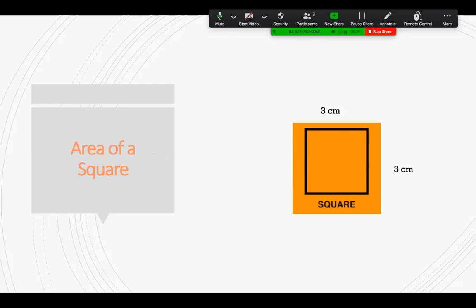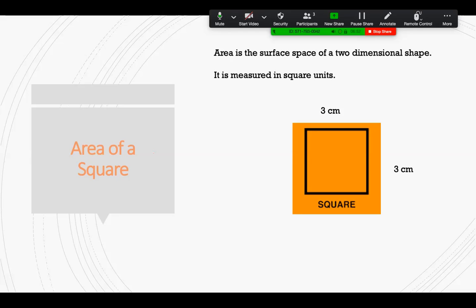Area of a square. As you can see, this is the picture of a square. What is the length of its side? 3 centimeters. Bravo. And what do we know about squares? What about their sides? Are they equal or not? Their sides are all equal. Bravo, it has 4 sides and all of them are equal, okay?